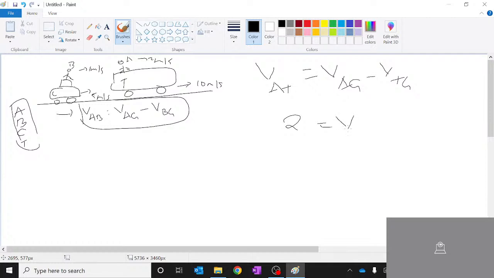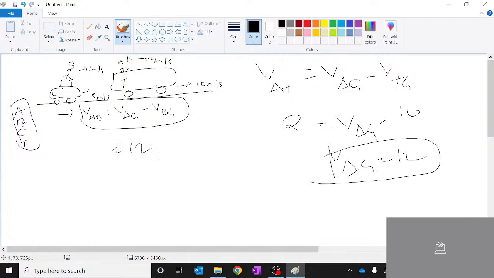Okay, A with respect to ground is what you're supposed to find out. What is the relative velocity of T with respect to ground? It is given 10. Therefore, your A with respect to ground becomes 12. Okay, so this is 12.